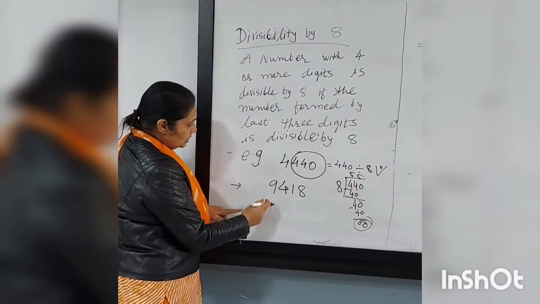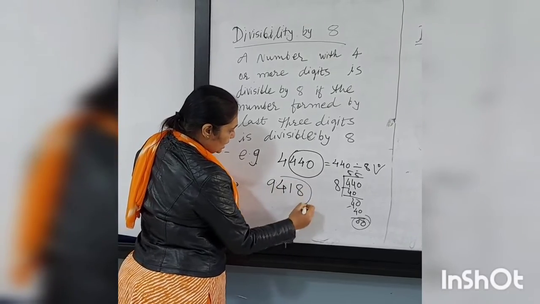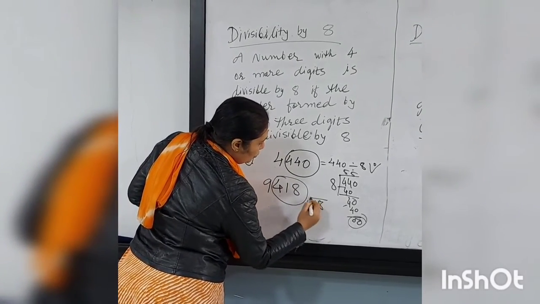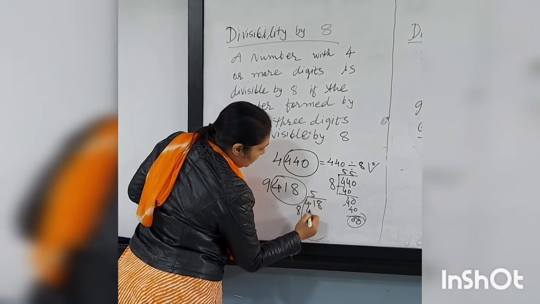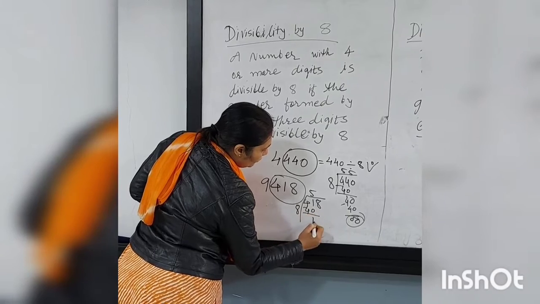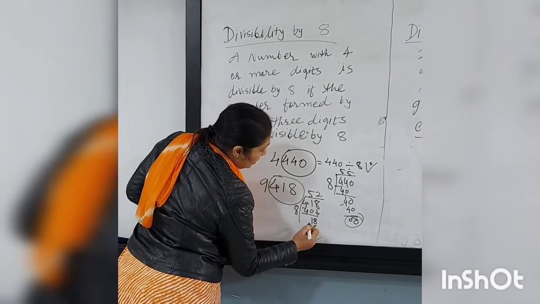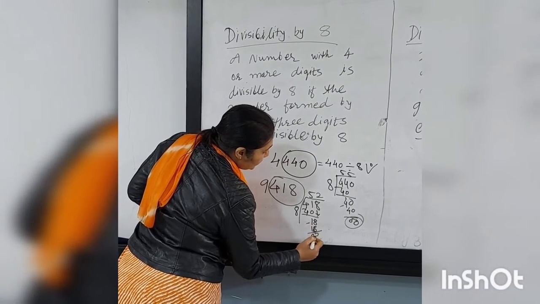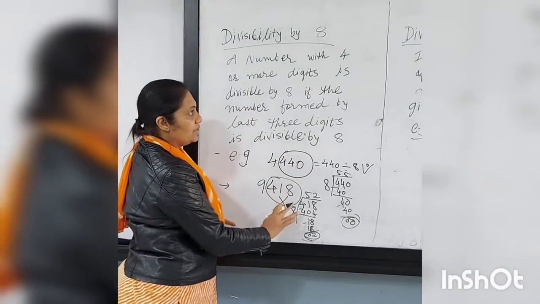Now again for this number, 9418. Last 3 digits are 418. So we have to divide it by 8. 8 5s are 40. 1 and 8. 8 2s are 16. Here we have 2 as a remainder. So this number is not divisible by 8.